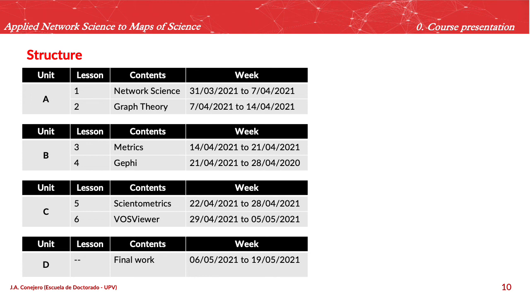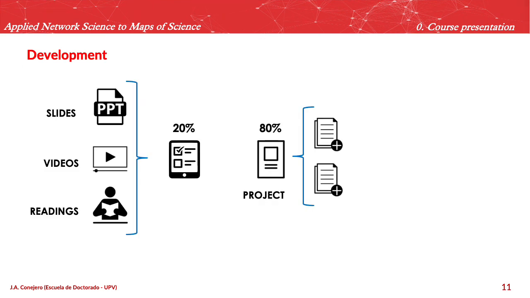And in the sixth one, we are going to use another viewer software in order to represent these networks, a software specially addressed to bibliometric information. The last part will be the final work of the course, which, as we will see later, will be one topic of your choice. For the content of the course you will have slides, videos, and readings to get more information about the topic, and this will be 20% of the grade of the course. The 80% will be related to projects about data that you will download and convert into networks, and the analysis that you will perform of these networks.